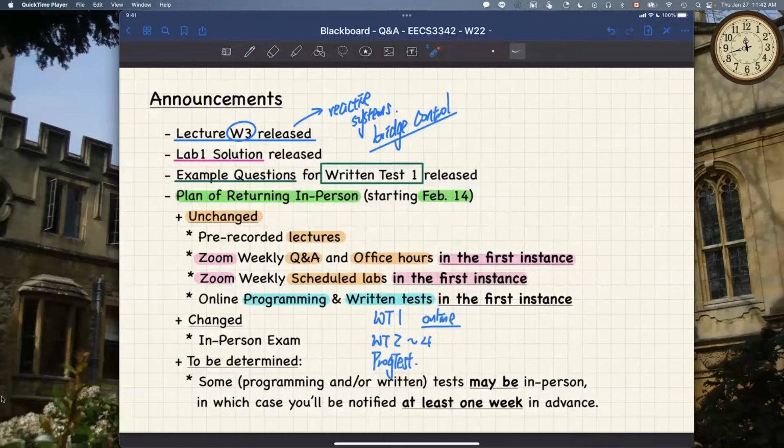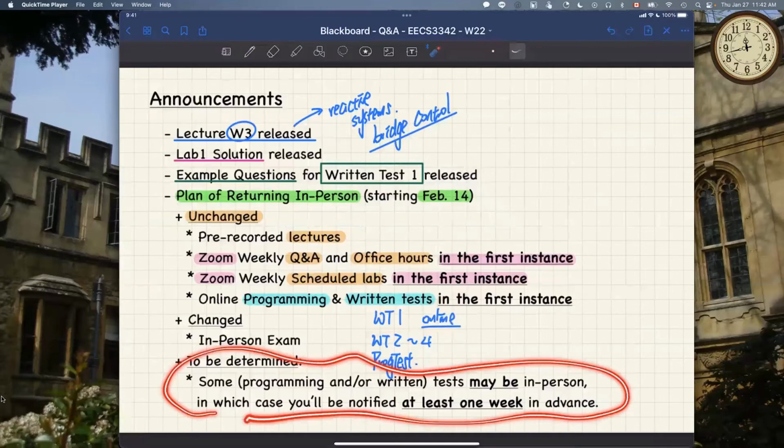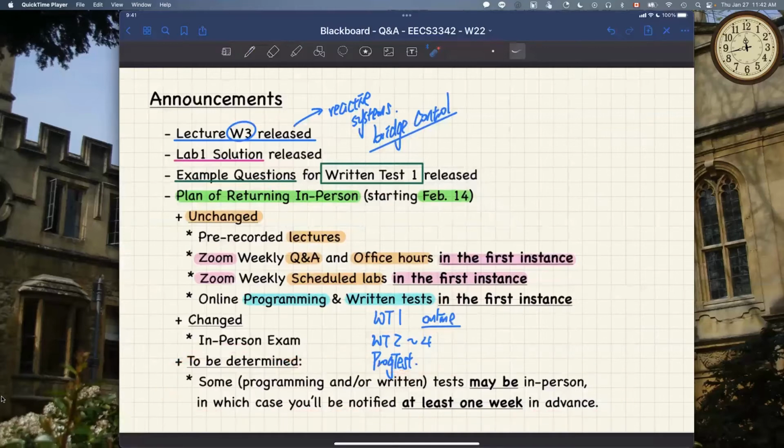I might say, guys, please, for this particular written test, come back to campus, and then we're gonna take it in person. But you will get at least 1 week notice so that you can get prepared. But in principle, they will be online in the first instance. But I might change that, right? So that's some flexibility I would like you guys to note, right? Which I put here.